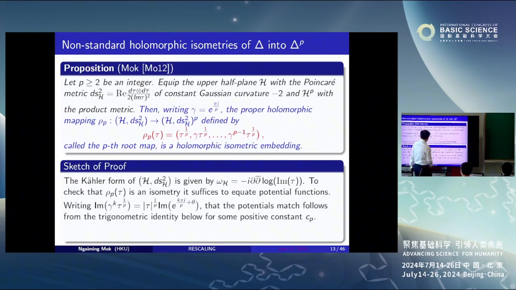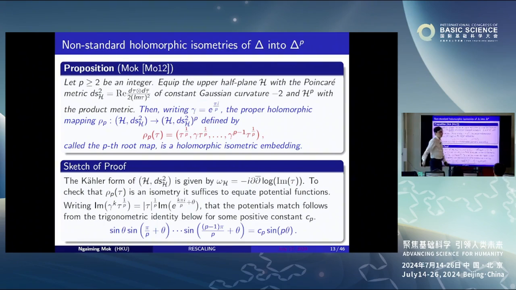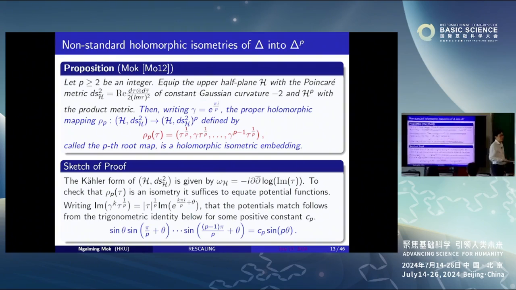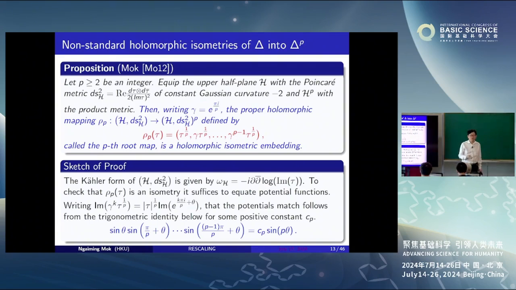And the proof is high school trigonometry. So in order to verify that this is an isometry, you look at the potential functions, and the two potential functions must agree, and you translate this into a certain equation. The equation is what you can do in high school, except that you have to see it.